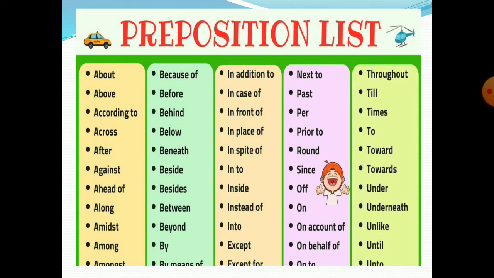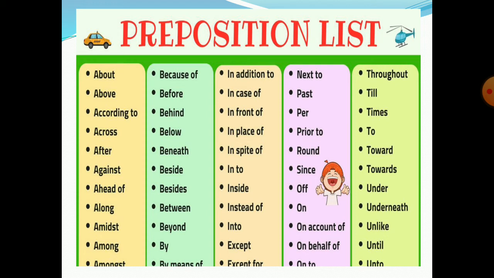Here is the list of commonly used prepositions. About, above, according to, across, after, against, ahead of, along, amidst. There are so many prepositions which we are using in our English language. But children, you know the prepositions are mainly of three kinds. Simple prepositions like in, on, with, by, of, over. These are the simple prepositions.